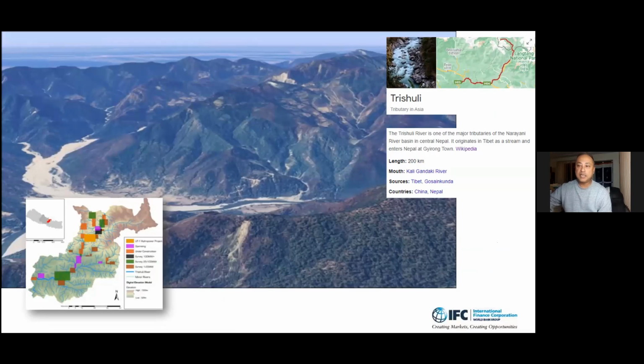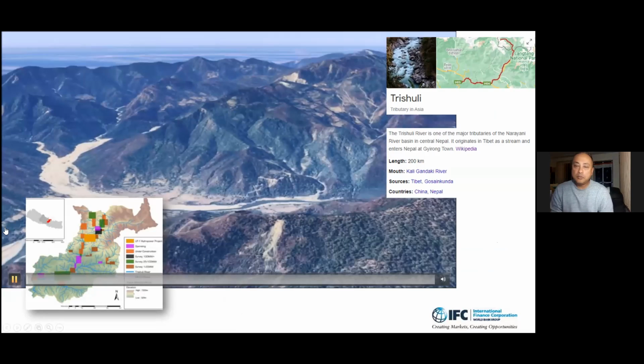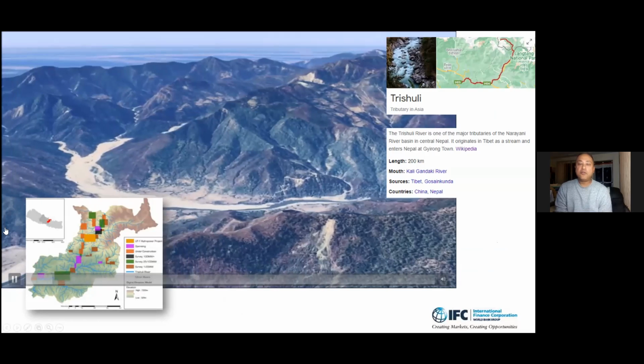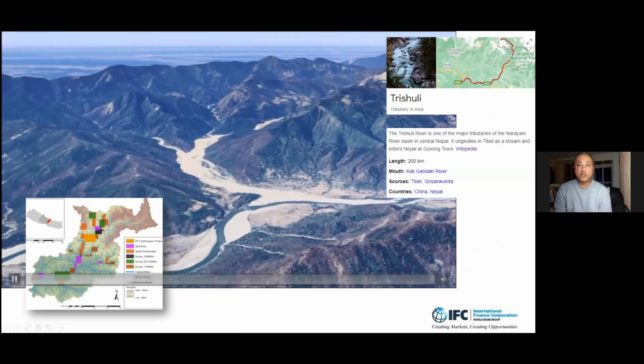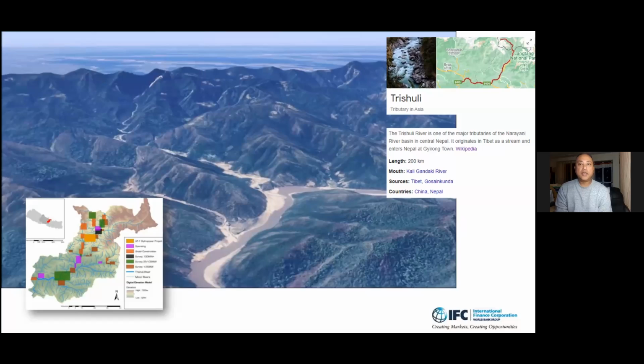We basically used this study to get information about fish biodiversity in Trishuli River. And then I will also present a few data in terms of the story of two rivers, Karnali and Trishuli, which is quite interesting.